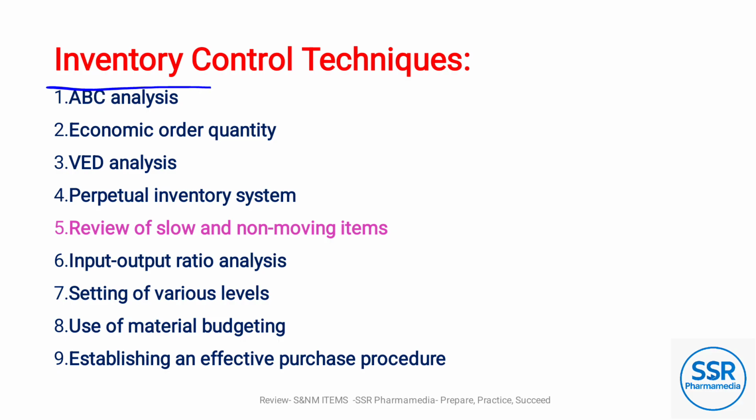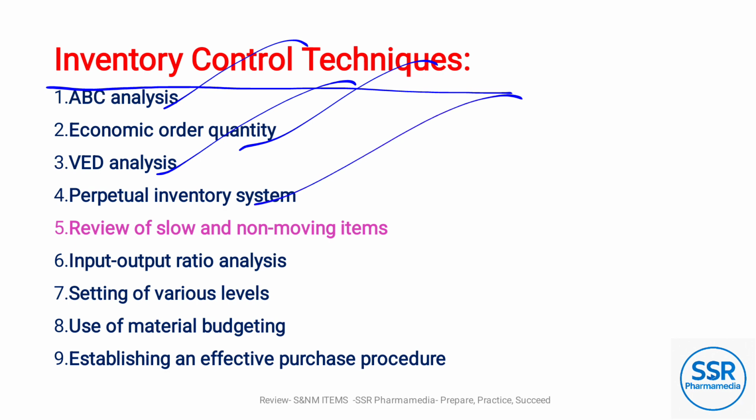In the RRB exam, this topic is present under pharmaceutical marketing and management. There are 9 types of inventory control techniques. First one is ABC analysis. Second is economic order quantity. Third is VED analysis. Fourth is perpetual inventory system. Fifth is review of slow and non-moving items.